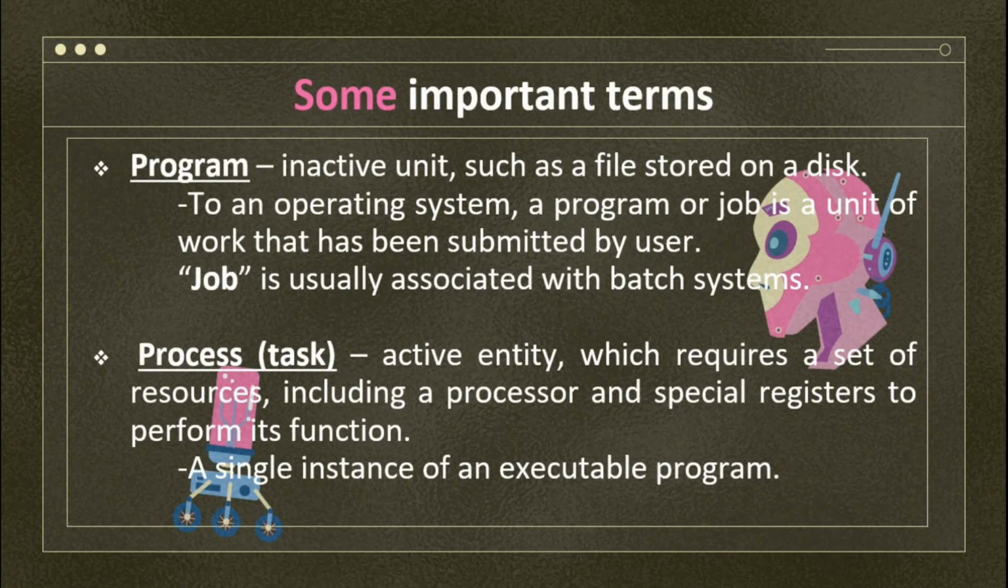Some important terms. A program is an inactive unit, such as a file stored on a disk. To an operating system, a program or job is a unit of work that has been submitted by a user. Job is usually associated with batch systems. Process or task is an active entity, which requires a set of resources, including a processor and special registers, to perform its function. It is a single instance of an executable program.